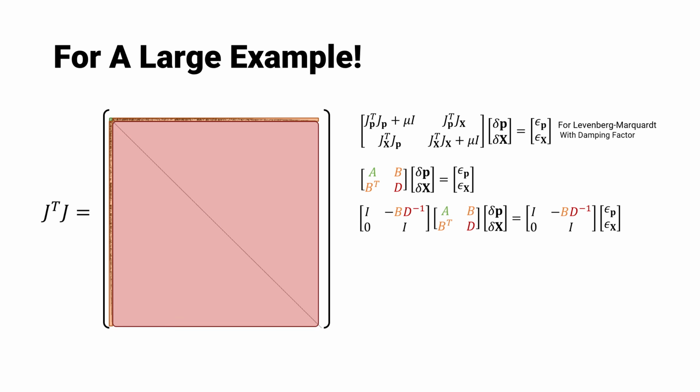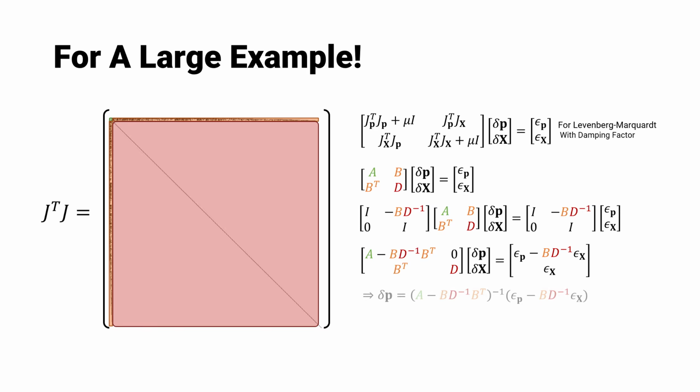So if we take this and multiply it on the left hand side with the matrix I, minus B D inverse, 0 and I, we can simplify this equation on the left hand side. This is what it's going to look like. We obtain that the derivative of the camera pose is going to look like this in terms of the error in the camera pose and the error in the world point X. And the same thing for the derivative in the world point X is going to be of this form. The trick for us is to figure out a way to do this really quickly.